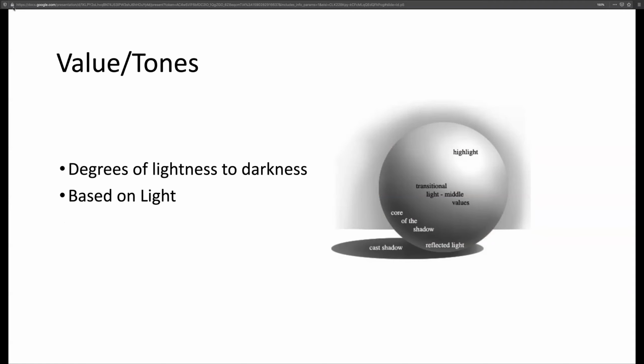Value and tones, we're dealing with degrees of lightness to darkness, and it's based off of your light source, right? Like we talk about tonal range. The tonal range in this circle is very great because it shows a range of values. That's a sentence using both of those. So they kind of are basically the same thing.